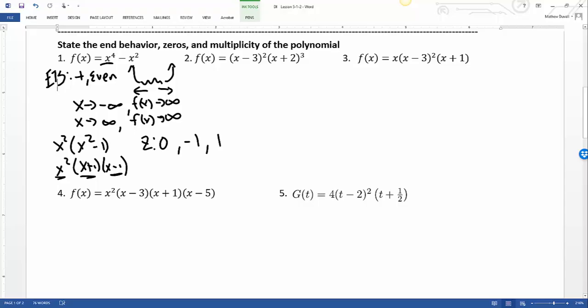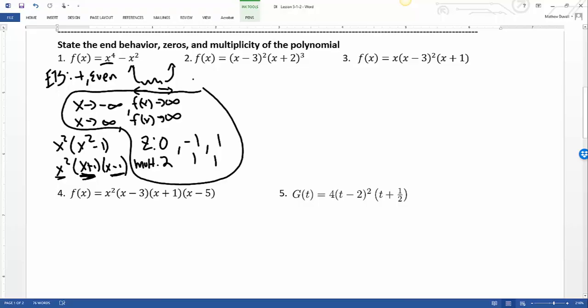Now the multiplicity is how many you have. So I have 2 zeros that are 0. I have 1 here, and I have 1 here. And so I guess you can include that, but all of that is the answer.